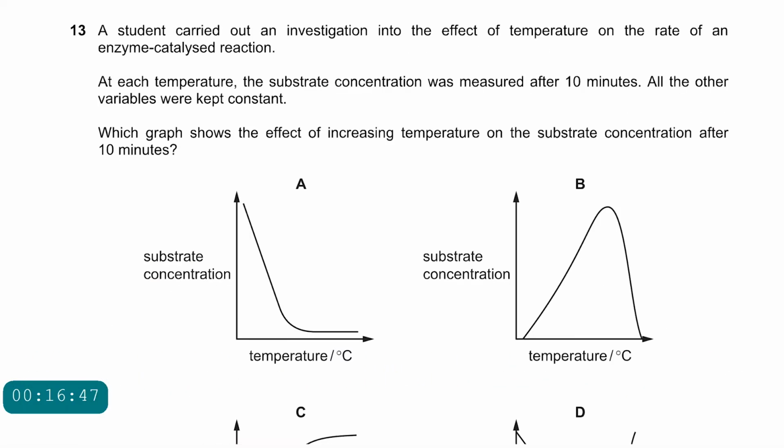A student carried out an investigation into the effect of temperature on the rate of an enzyme catalyzed reaction. At each temperature, the substrate concentration was measured after 10 minutes. All other variables were kept constant. Which graph shows the effect of increasing temperature on the substrate concentration after 10 minutes? Okay, the first point we have here is at each temperature. So the whole graph represents different experiments at different temperatures. Take that into account. This is really important.